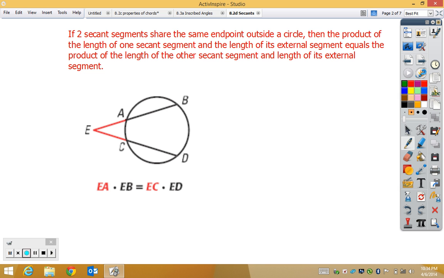So if EB is one of our secant segments, then we have the length of the whole thing, EB, here, times the length of the external segment, EA. So we have here EA times EB, and that equals EC times ED.